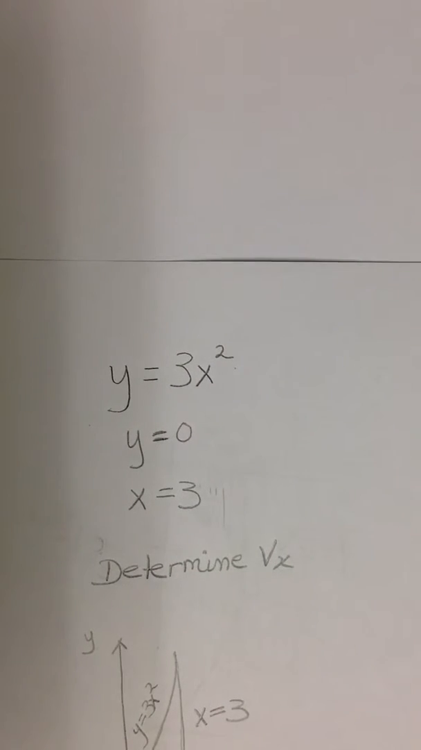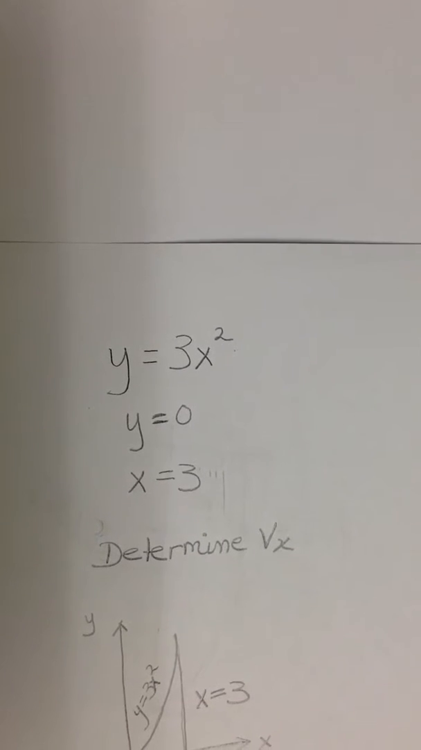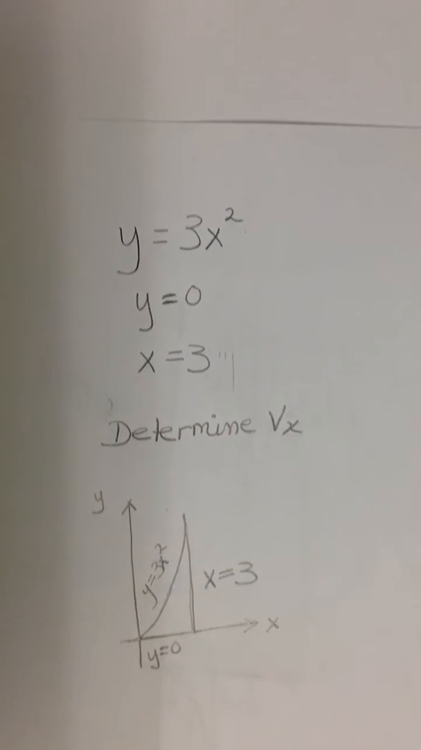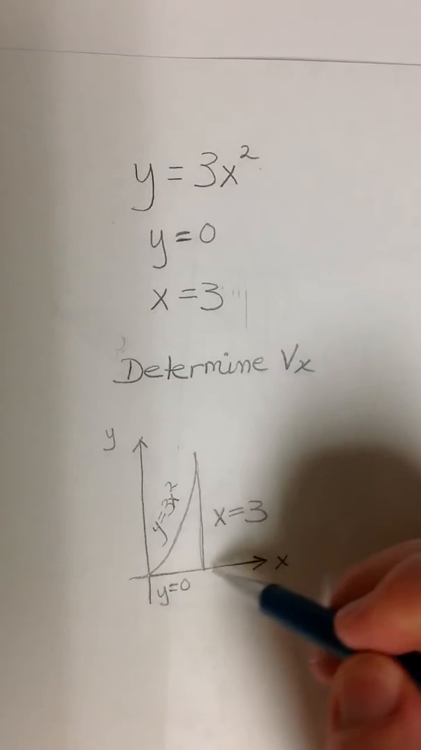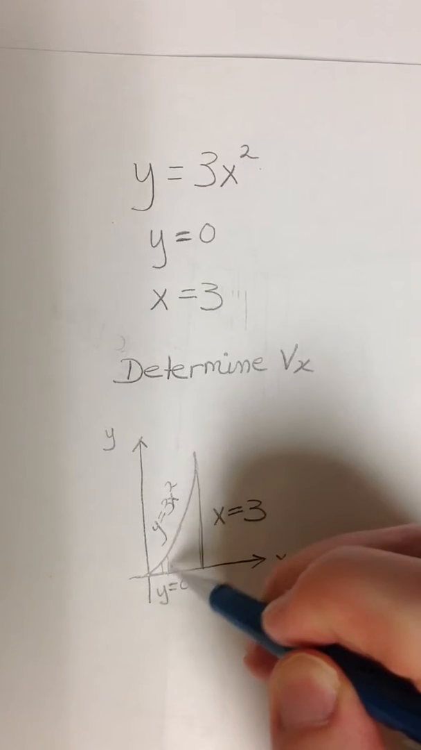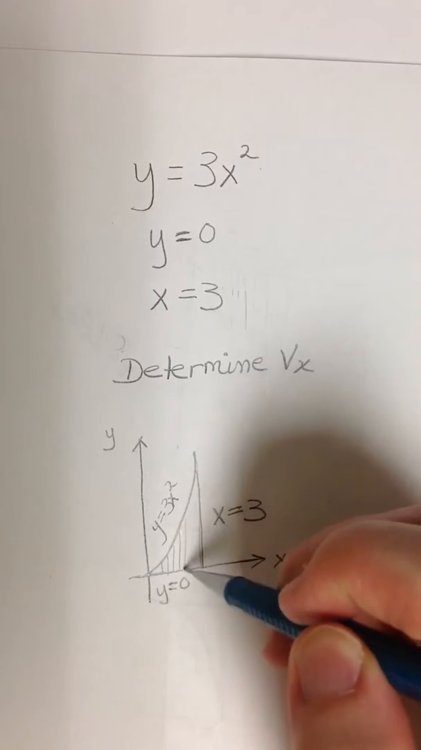Okay, and we have our functions y is equal to 3x squared, y is equal to 0, and x is equal to 3. And we want to determine the volume of the solid generated about the x-axis. And with these functions, the quadratic function y is equal to 3x squared, y is equal to 0, and x is equal to 3, we have the following formation, and contained by these three functions will be a triangular region.